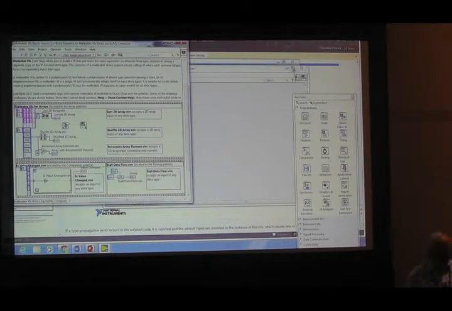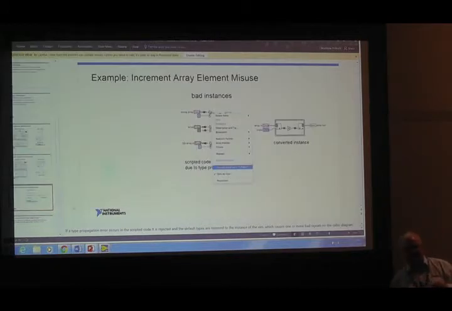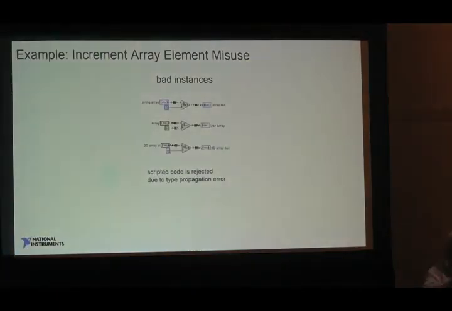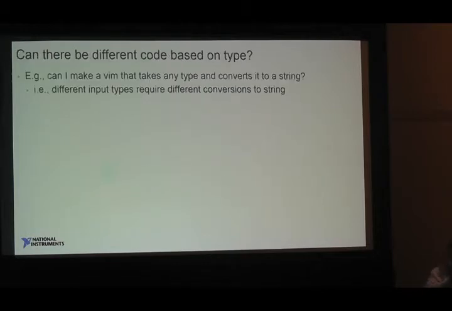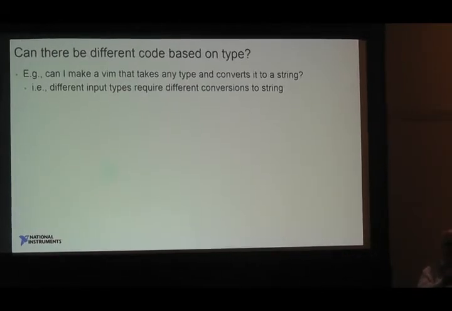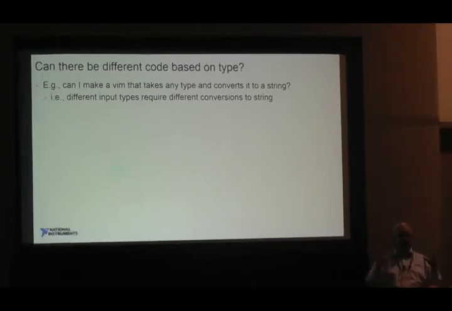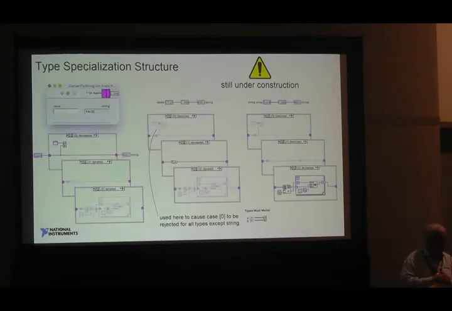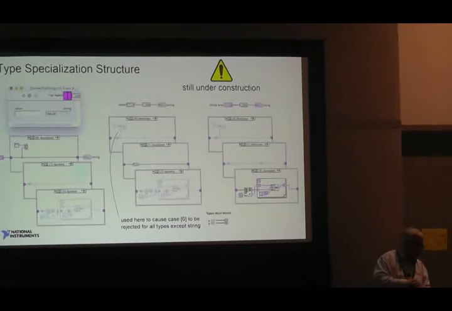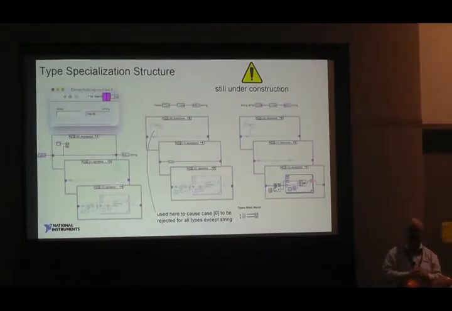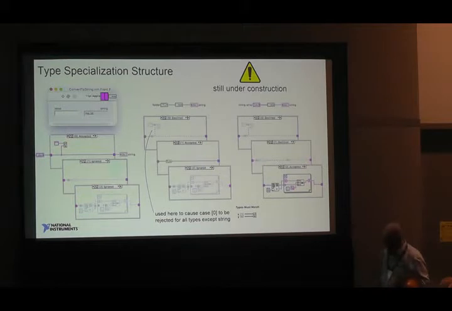Okay, if we go back to our presentation, we'll show you one more thing that is under construction. You might have a situation where the code I would like to do for each type is slightly different. And so now, how would you do that inside of a Malleable VI? So, okay, this is the old version. This is all, got everything all on one slide. Good. We don't have to change slides. So, we have a new structure. It's called a type specialization structure.